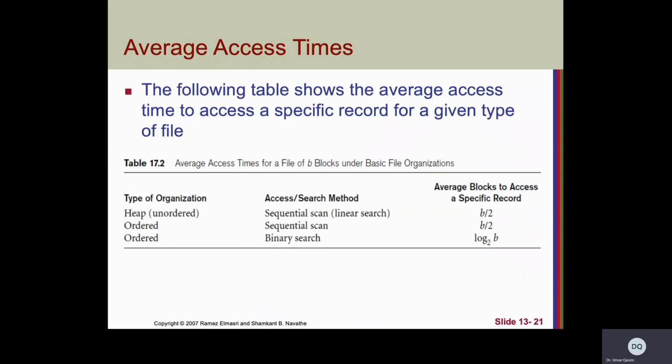The average access time of these blocks: if it is an unordered heap, then you have to do a linear search, so you have to go in and try to find it. The average number of blocks to access a specific record is B/2. In a sequential scan it is B/2, and in an ordered binary search it is log2 B.